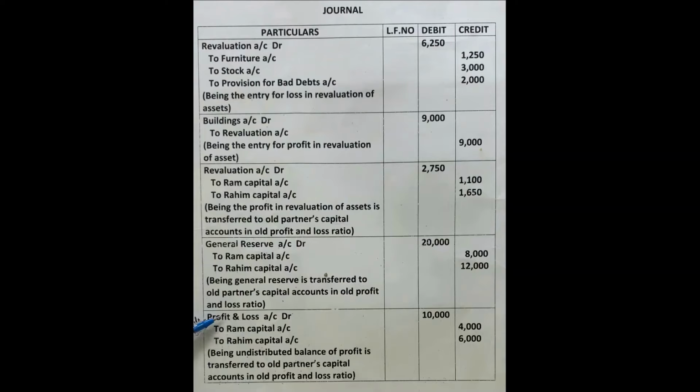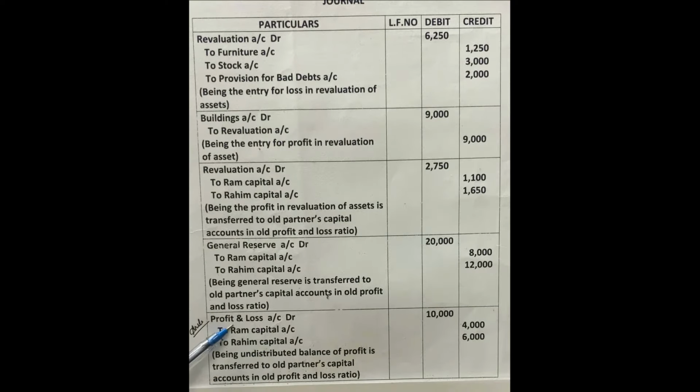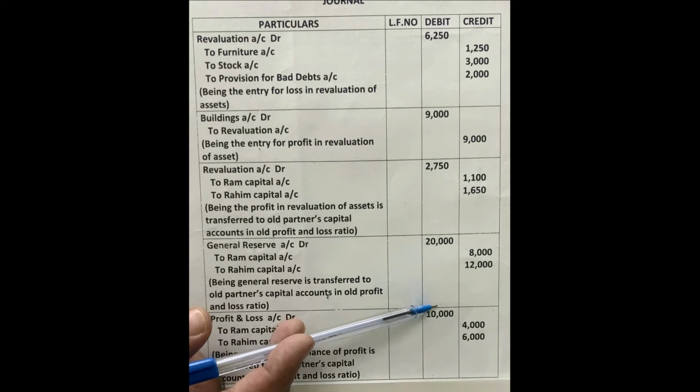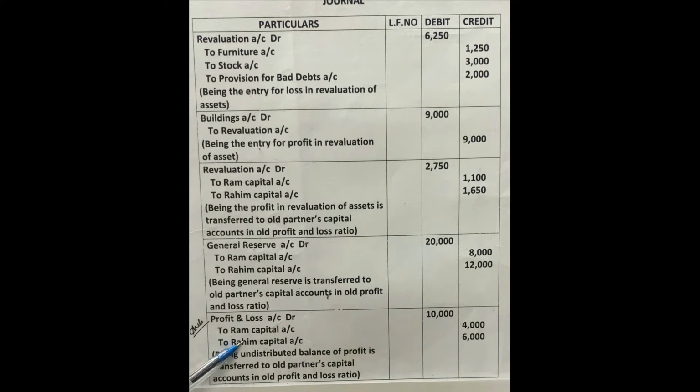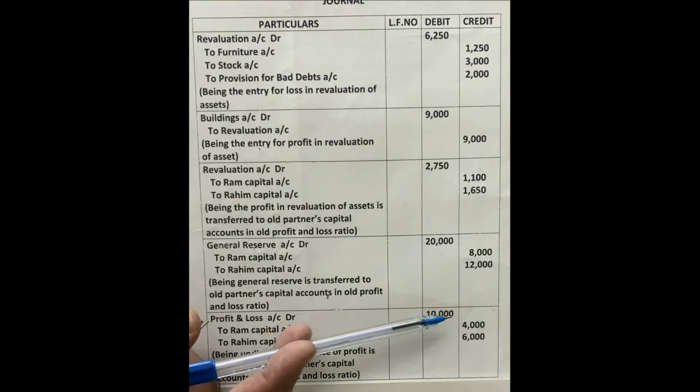What is the entry for that? This is the entry for transferring undistributed profit to old partners' capital accounts. Once you observe the general reserve entry, to transfer the general reserve balance to old partners' capitals, we debited the general reserve account and we credited old partners' capital accounts. In the same manner, to transfer undistributed profit to old partners' capital accounts, in the place of general reserve, we should debit profit and loss account and we should credit old partners' capital accounts. In the old balance sheet liability side, profit and loss amount 10,000 is given. Show that amount in the debit column. Of the 10,000 rupees, Ram's share, 4,000, you have to show in the credit column. Rahim's share, 6,000 rupees, also you have to show in the credit column.